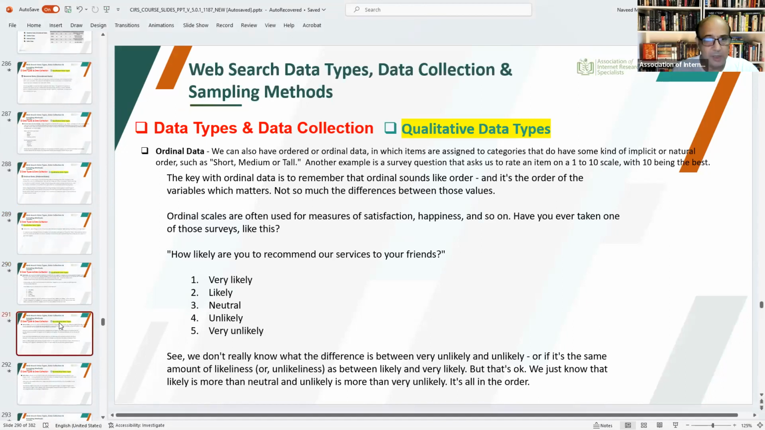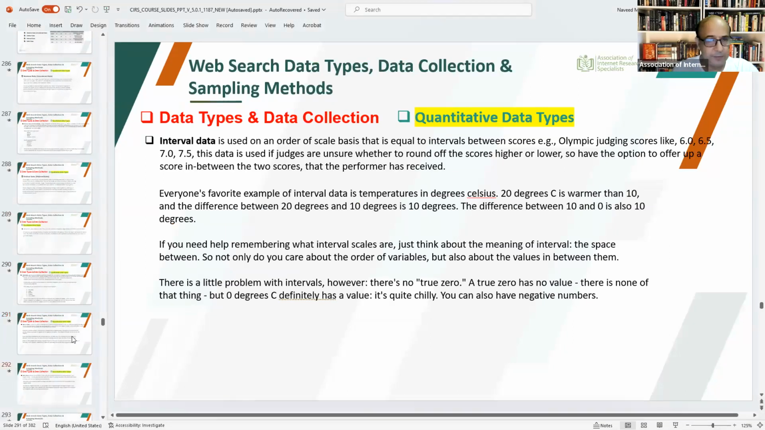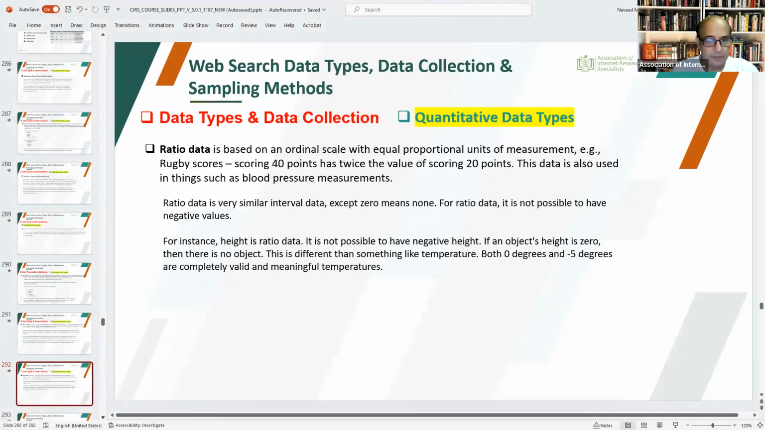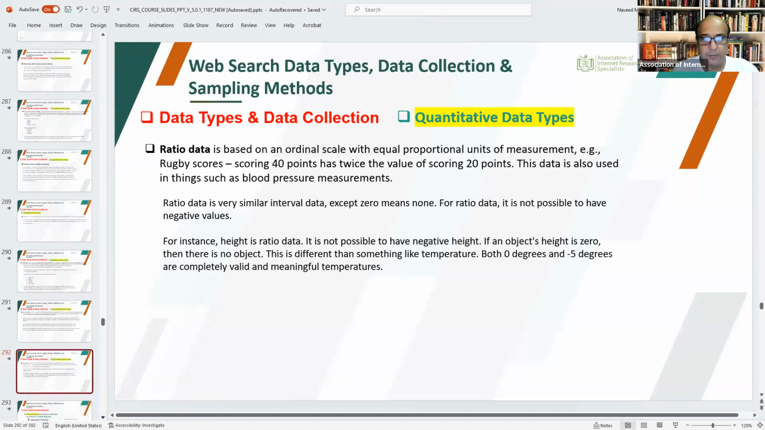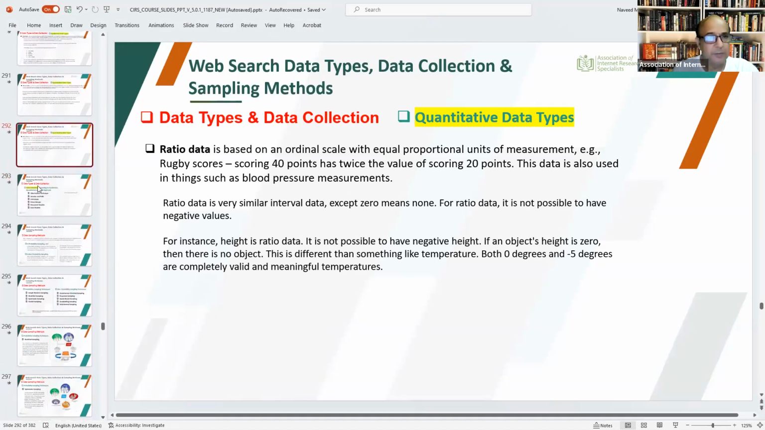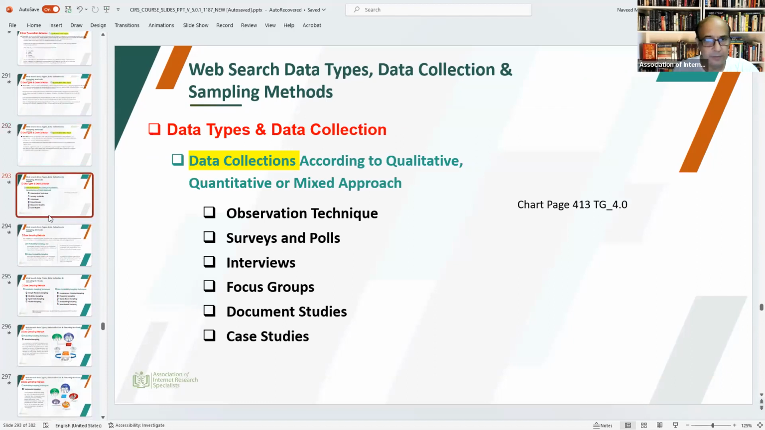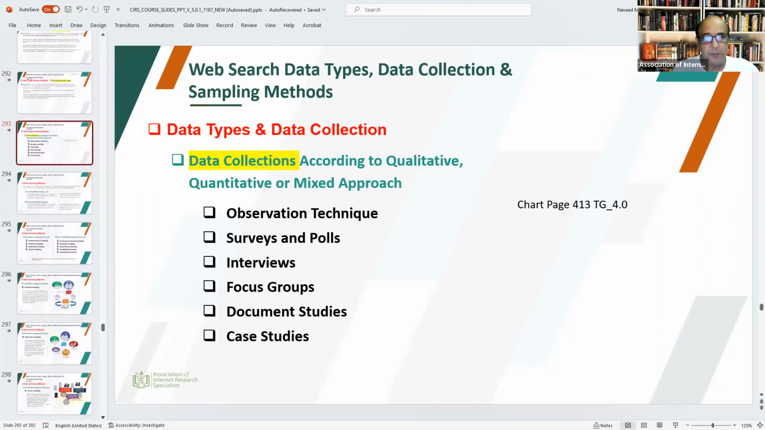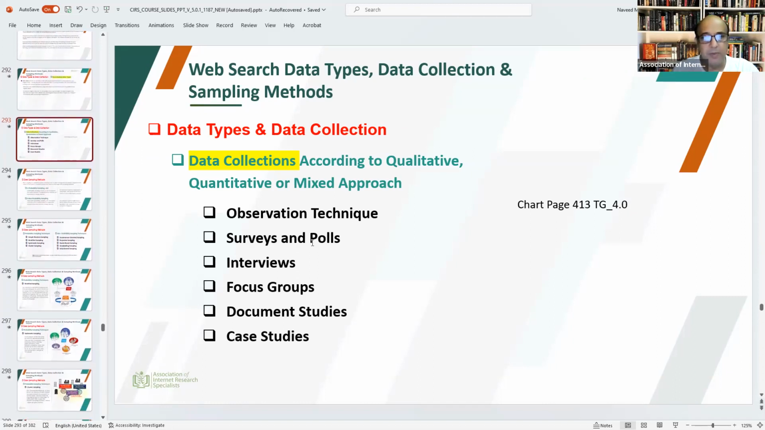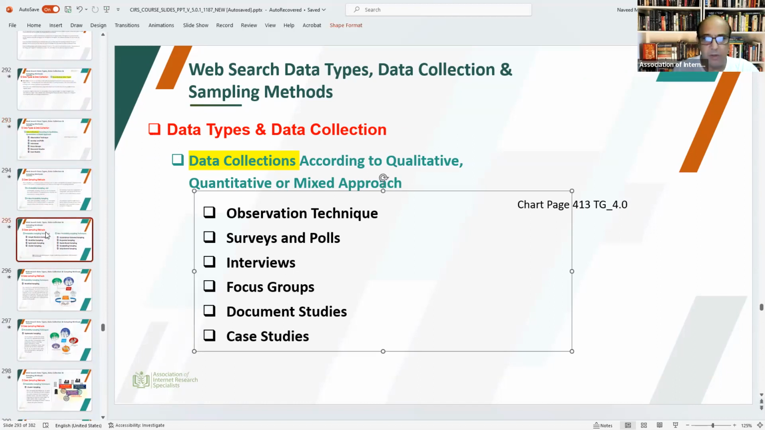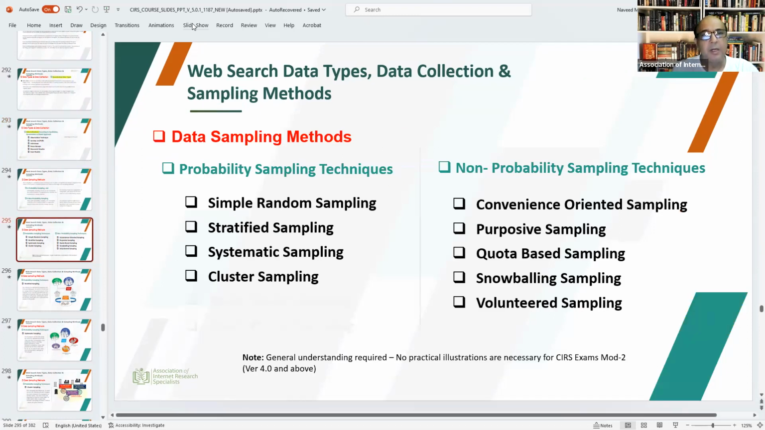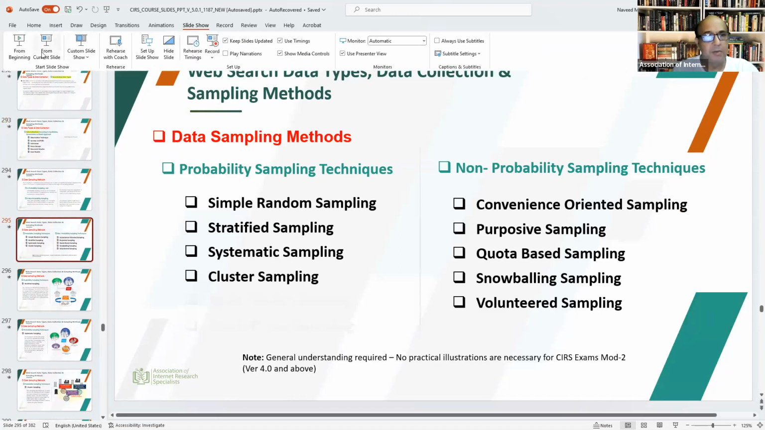We did the data types already. So we will also look at observations, interviews, focus groups, documents. We did this one as well. So I think we are now on the sampling, and these are the slides I can share with you.